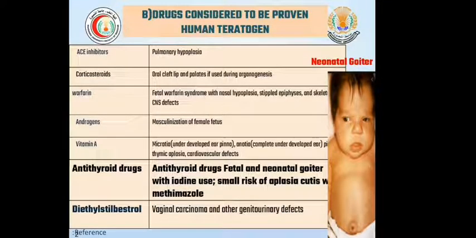Also, some anti-thyroid drugs will lead to neonatal goiter, so they must be avoided during pregnancy. Also, as we have said, diethylstilbestrol may lead to vaginal carcinoma in young females if their mothers have a history of taking diethylstilbestrol during pregnancy.